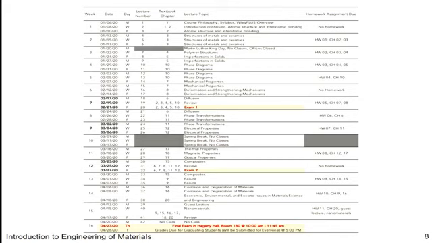It's a little bit blurry, mainly because I took a screenshot, but the full resolution is on Carmen. So you'll also note that there are 2 exams and a cumulative exam. Those are highlighted in yellow.